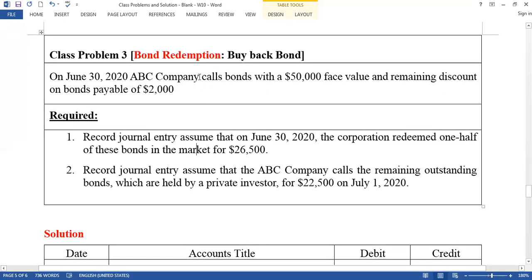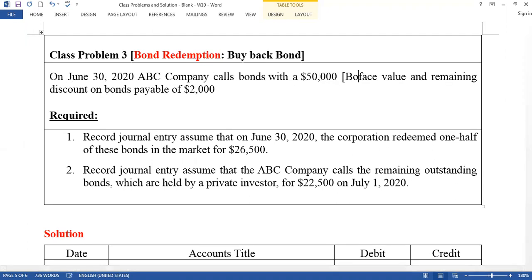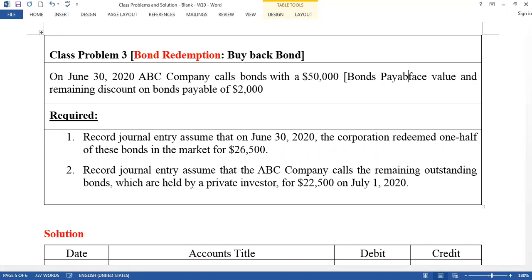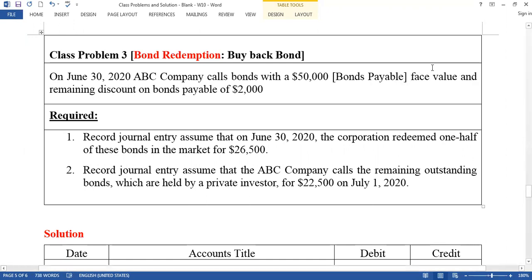On June 30, 2020, ABC company calls a bond with $50,000 face amount. The $50,000 face amount means bonds payable is $50,000, and the remaining is the discount on bonds payable, $2,000. So we know the amount of bonds payable and the amount of discount on bonds payable.